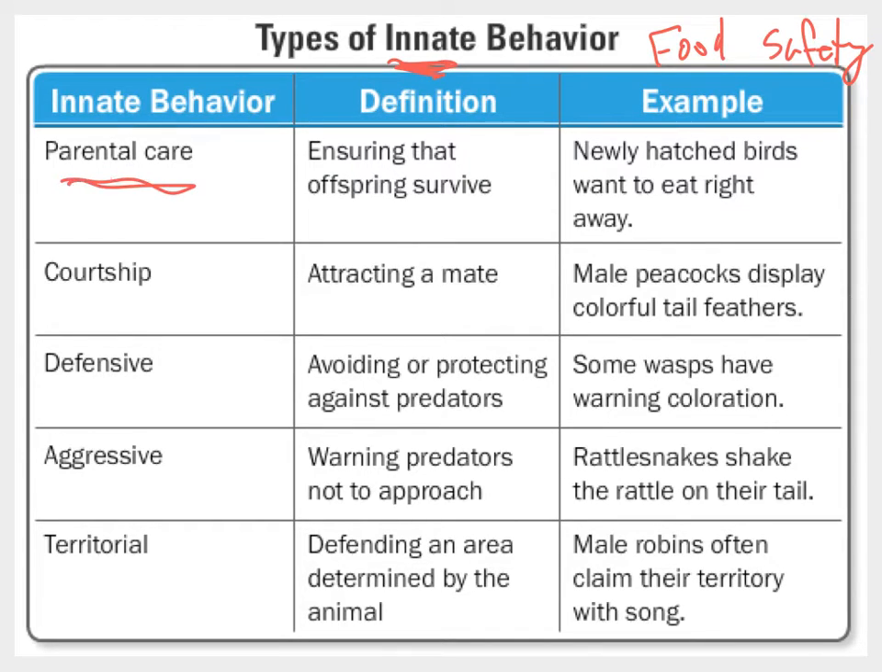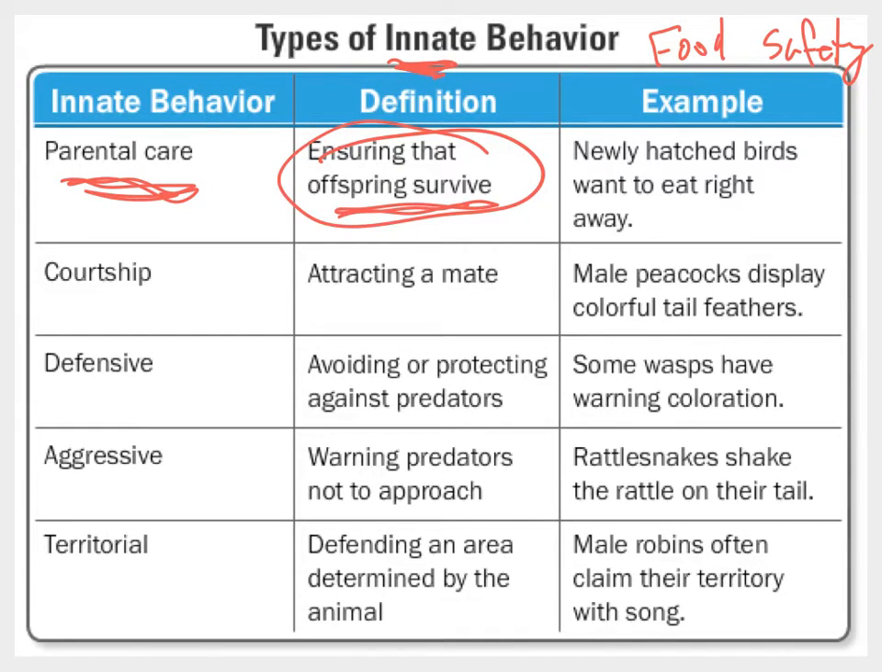The first one is going to be parental care. And by parental care, what we're talking about is ensuring that the offspring survive, being a good parent. And some examples of these would be in our newly hatched birds, they want to eat right away, or the building of a nest, or things of that nature, something that's going to ensure that offspring are going to survive.